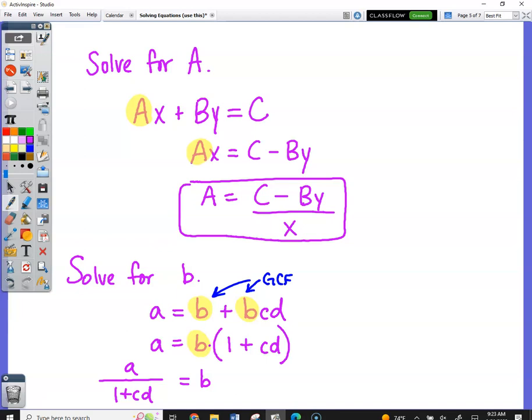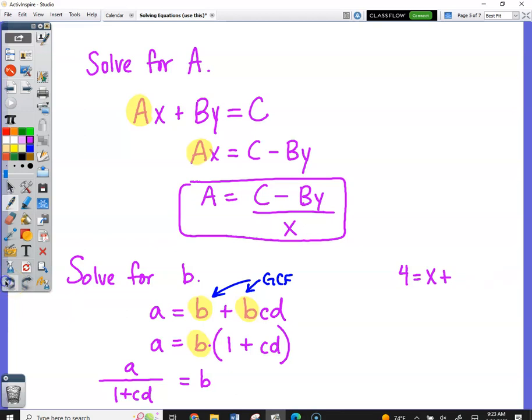Where'd I lose you? Look at that. Get x by itself. What do they have in common? You factored. You factored the GCF.